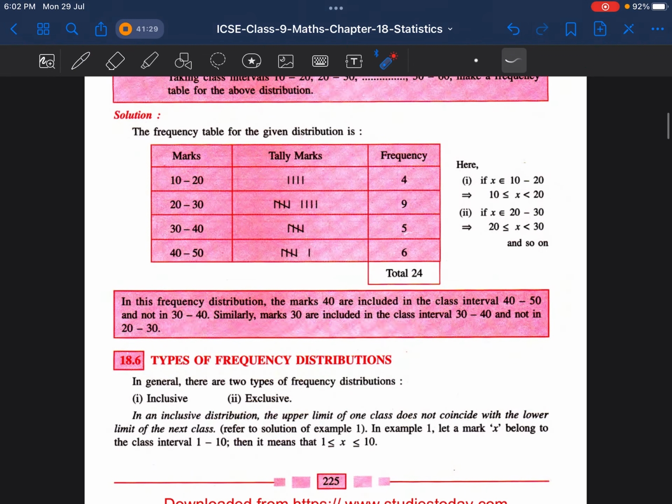Here you see example 2. In the previous class interval the upper class limit is 20, and in the next class interval the lower class limit is 20. So this is equal. The upper class limit coincides with the lower class limit of the next class. This is the exclusive distribution.